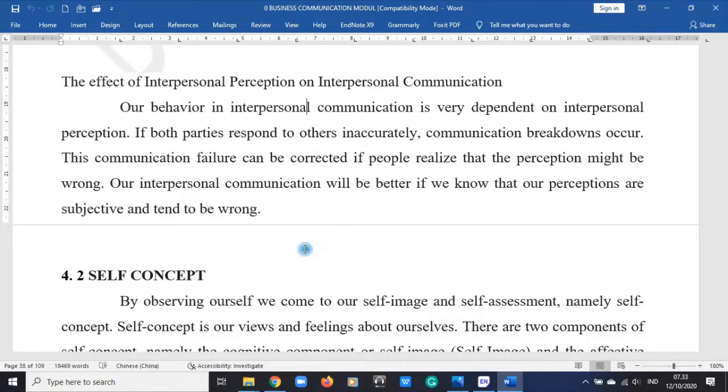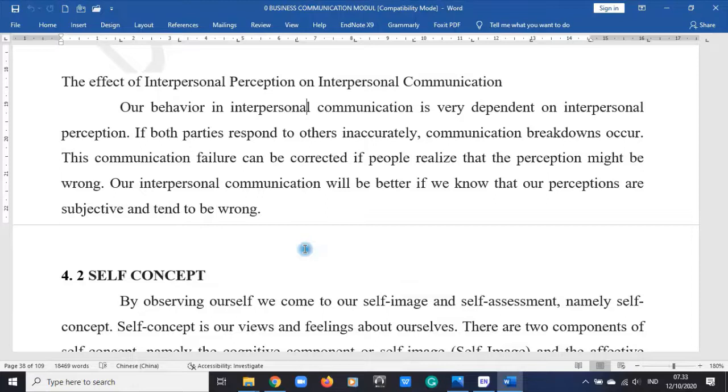People's perception affects interpersonal communication. Our behavior in interpersonal communication is very dependent on interpersonal perception. If both parties, sender and receiver, respond to others inaccurately, communication breakdown will occur. This communication failure can be corrected, could be revised, if people realize that perception might be wrong. Our interpersonal communication will be better if we know that our perceptions are subjective and tend to be wrong.